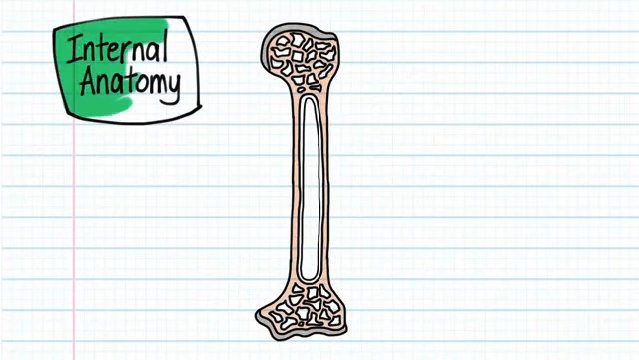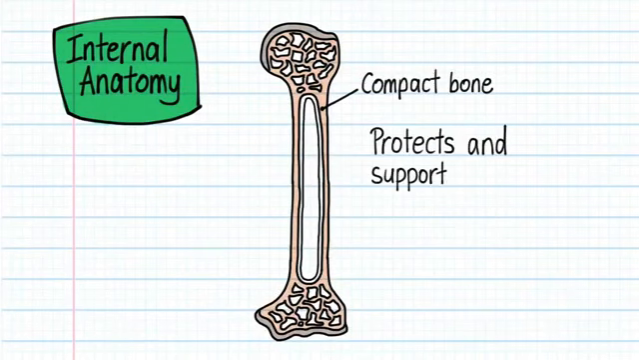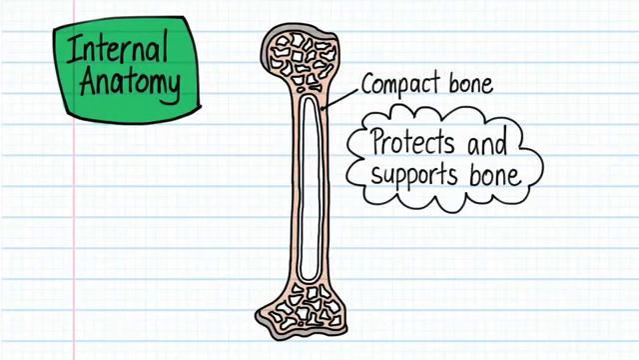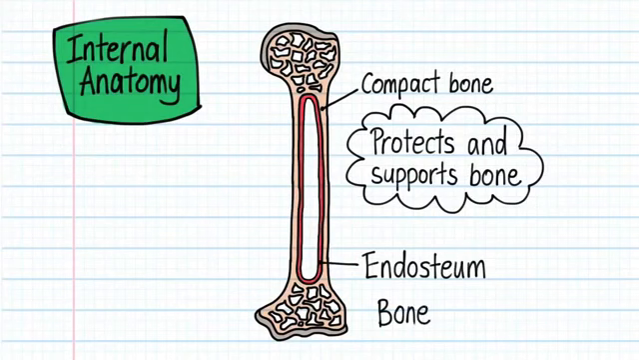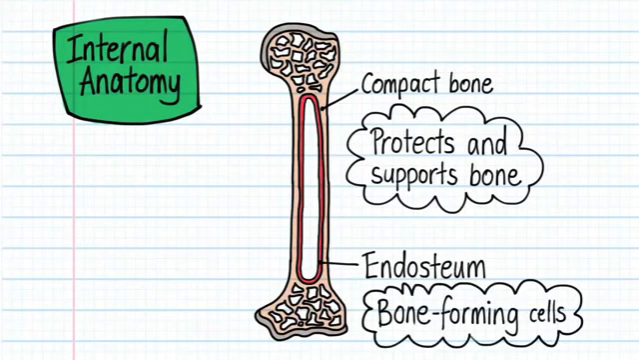The wall of the diaphysis is made of dense or compact bone. Compact bone is incredibly strong and protects and supports bone. Lining the inside of the compact bone is a thin membrane called the endosteum. It contains bone-forming cells as well as some connective tissue.